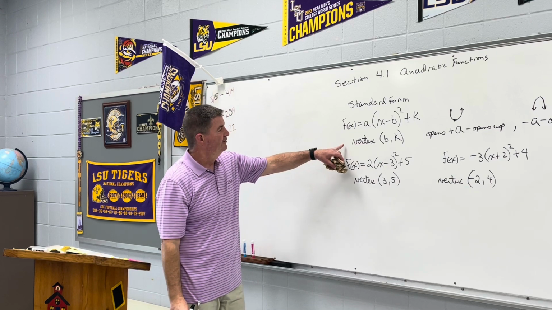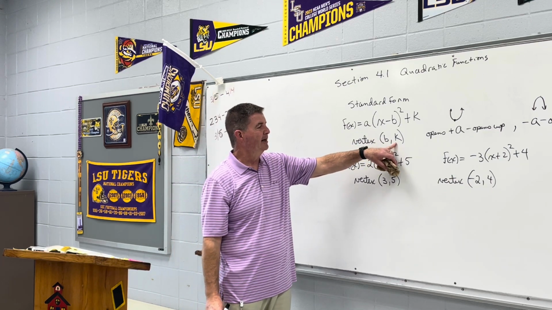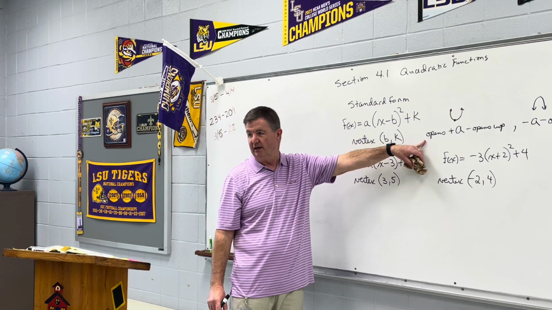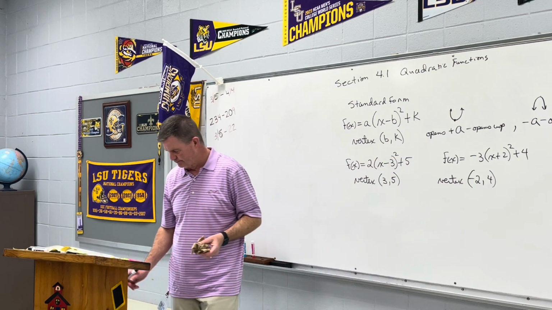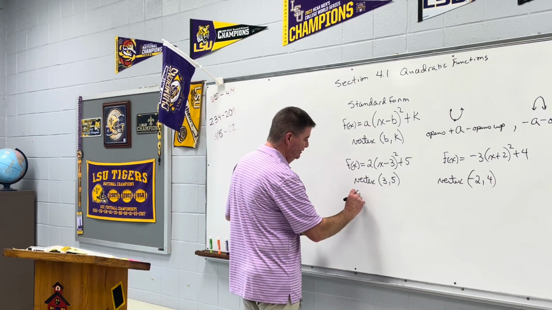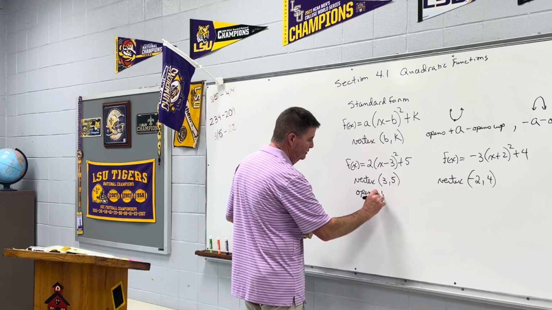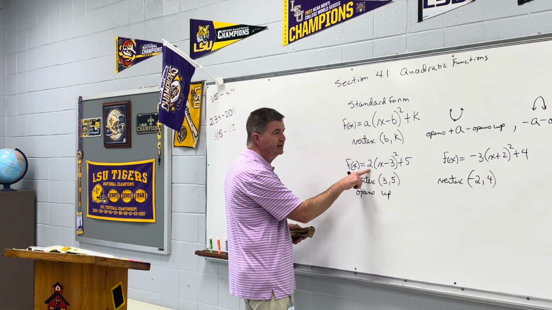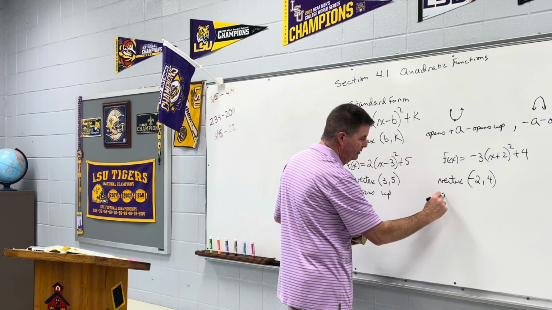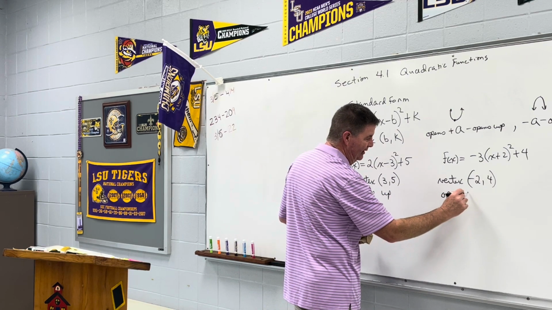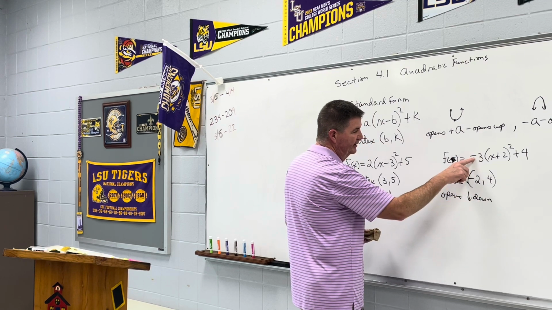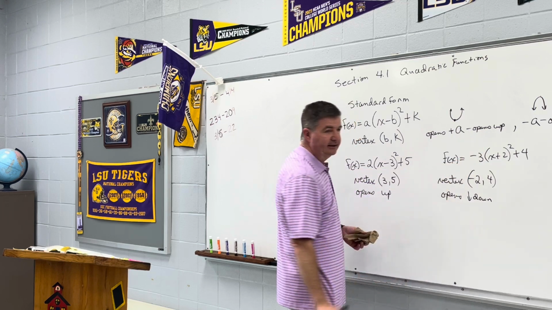So far we can find the vertex, the opposite of b, comma, k, and we can tell which way the parabola opens, whether it opens up or opens down. For this one that we have here, it opens up because 2 is positive. A is positive. This one here opens down because the 3 is negative, the a is negative.